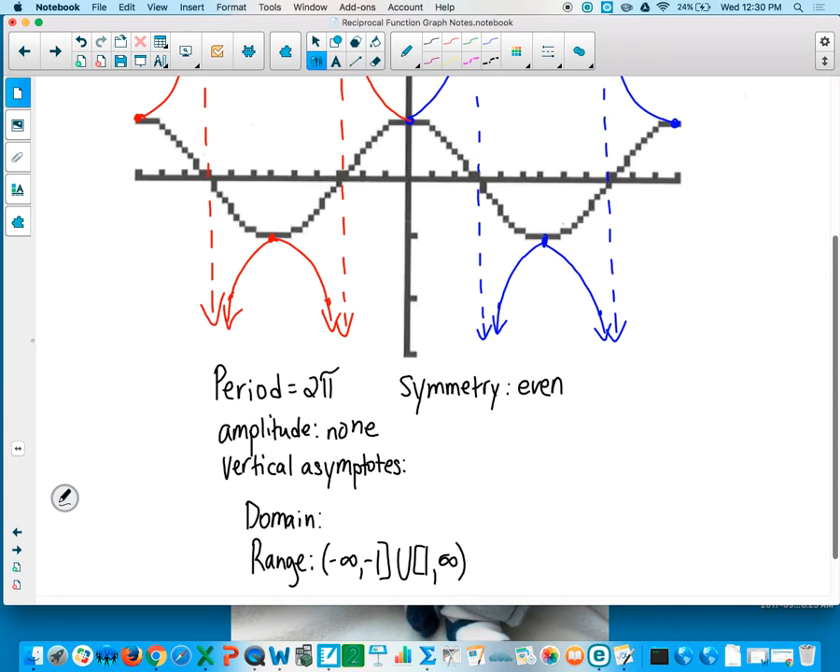So a lot of that stuff is the same, obviously even symmetry this time. If you fold it over the y-axis, you get the same graph on the other side. The vertical asymptotes are different because the 0 is happening in a different spot for cosine. So the ones we see on our graph here are negative 3 pi over 2, negative pi over 2, pi over 2, and 3 pi over 2.